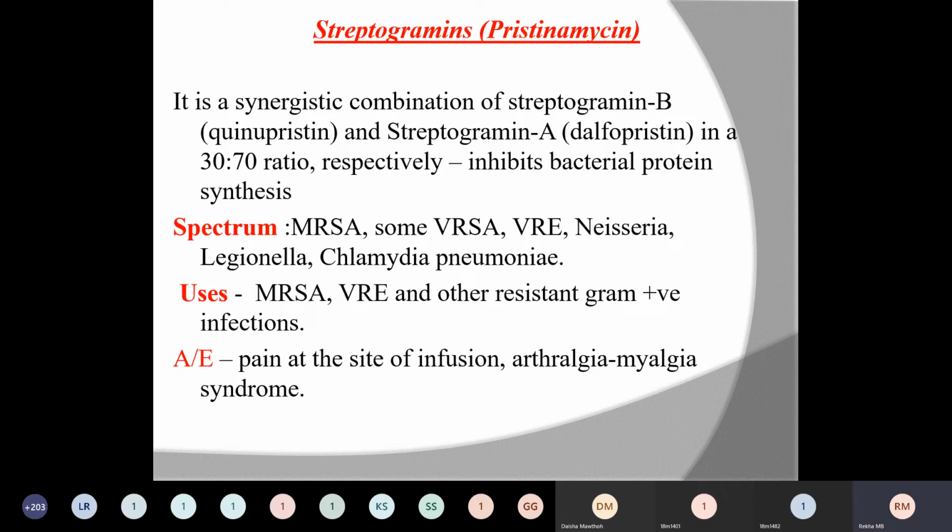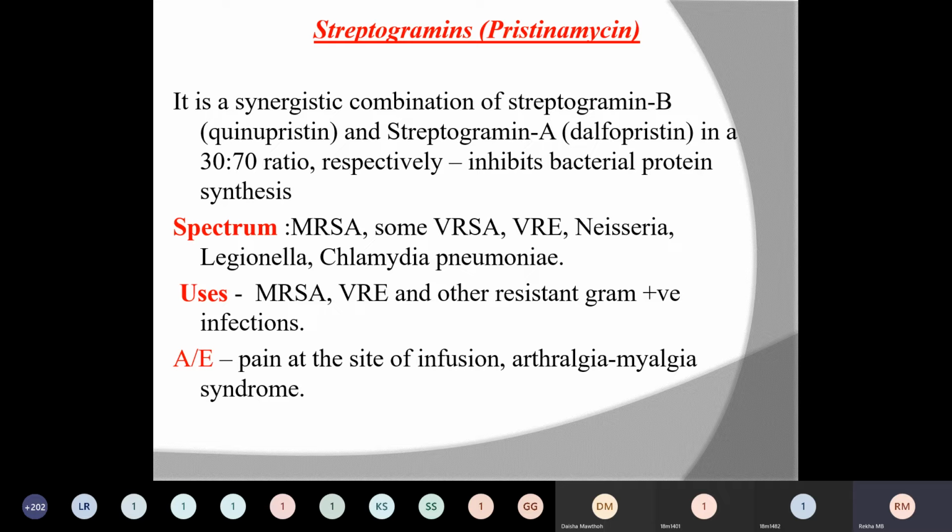Next, we have streptogramins, otherwise called as pristinamycin. It's a combination of streptogramin B and streptogramin A. Streptogramin B is otherwise called as quinupristin. Streptogramin A is called as dalfopristin. They are combined in the ratio 30:70, and it is a synergistic combination. Mechanism of action, they act by inhibiting bacterial protein synthesis.